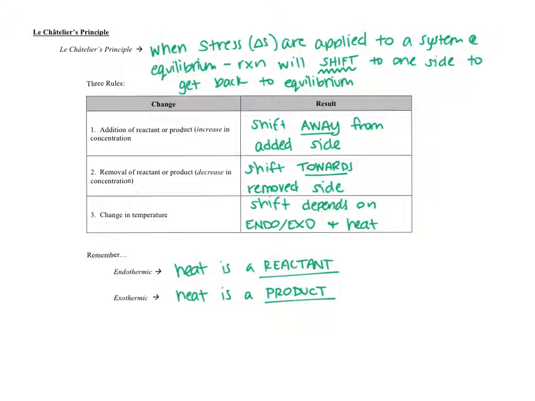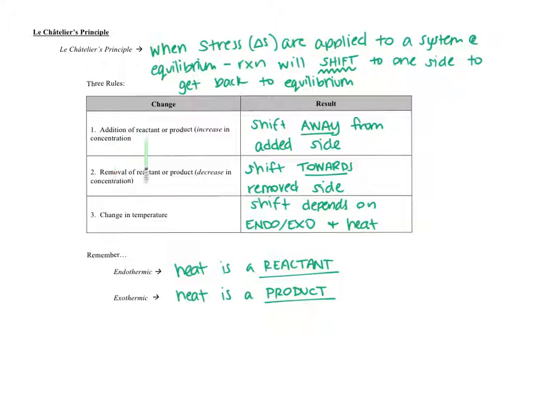There's a change. And what will happen is that reaction will then shift, meaning it will go forwards to the right towards the products, or reverse to the left to the reactants, and it will continue to do that until equilibrium is reached again. Now, Le Chatelier's principle are rules to help us figure out which way it will shift. We're going to talk about 3 of those rules.